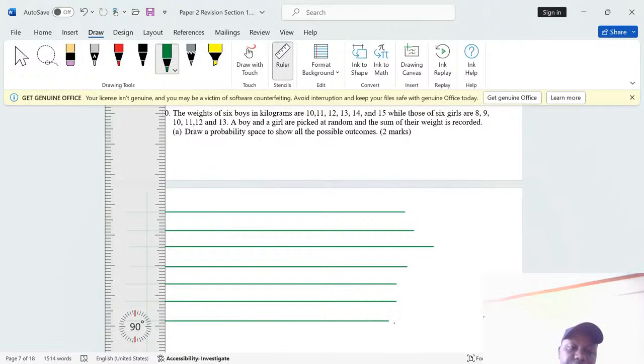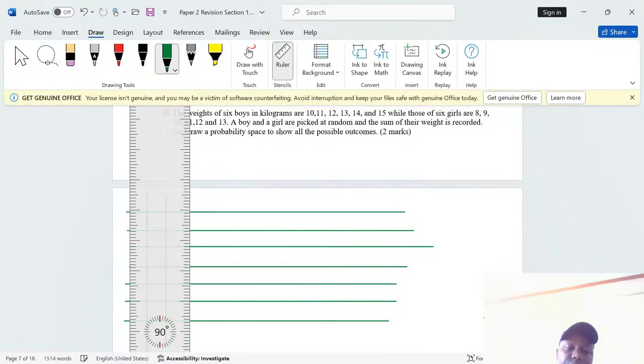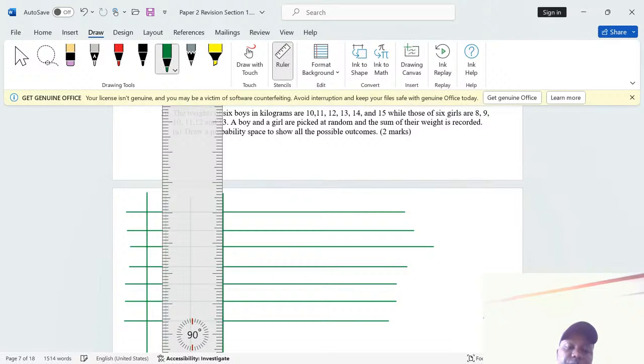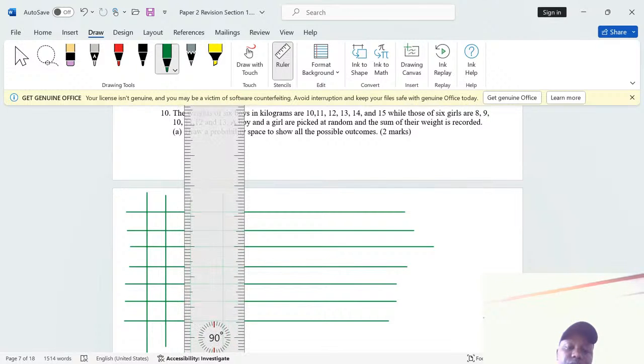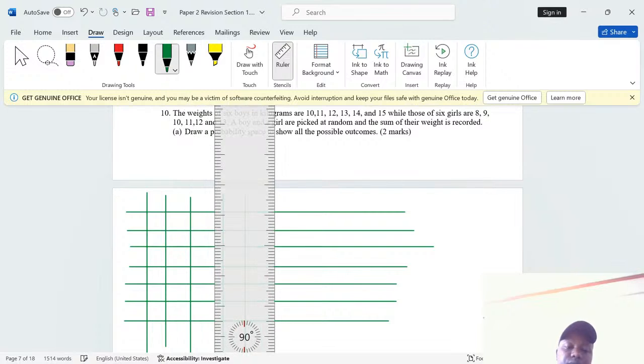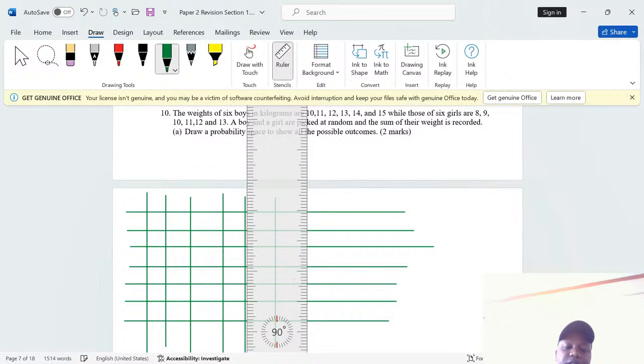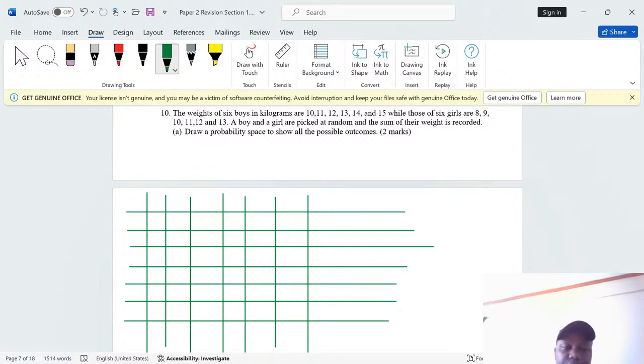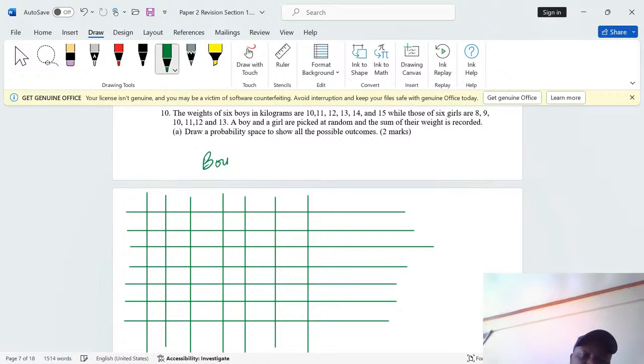For the girls now, we're going to have 1, 2, 3, 4, 5, 6. So now allow me to have the boys here, then the girls on this other end.